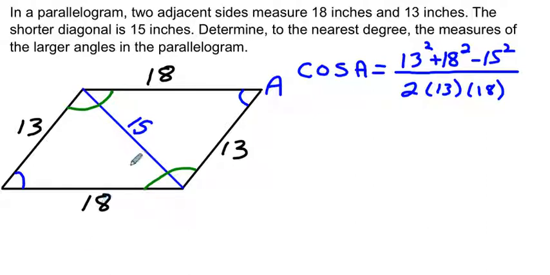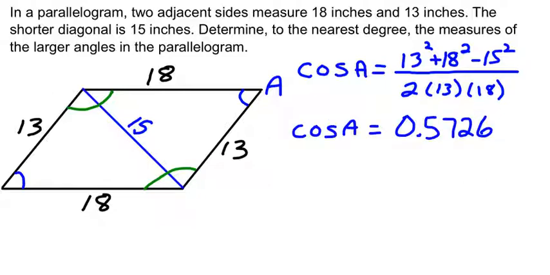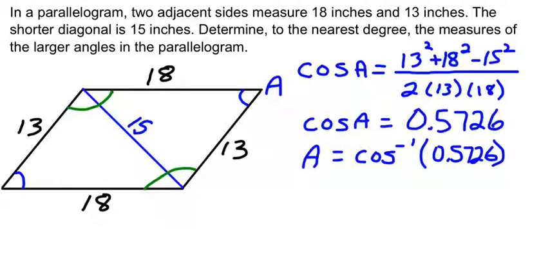So we do that by using the law of cosines. We know all three sides, so we can find out angle A by using the law of cosines. Substitute our values in. It looks like it's about 60. We can do the math. The ratio is 0.5726. Using a calculator, I get A equals 55 degrees. So that is what my A equals.